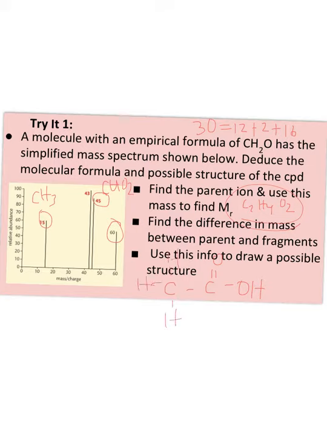And then the 43 just lets me know that I lost a mass of 17. That could have happened if this OH group was broken off. That would account for this being left behind with the mass of 43 and this having a mass of 17. So my molecular formula appears to be C2H4O2, and my possible structure seems to be this carboxylic acid, which would be ethanoic acid.